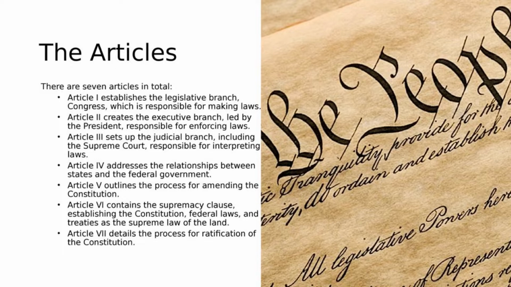Article 4 addresses the relationship between states and the federal government, which is very important. Article 5 outlines the process for amending the Constitution. Article 6 contains the Supremacy Clause, establishing the Constitution, federal laws, and treaties as the supreme law of the land. Article 7 details the process for ratification of the Constitution.